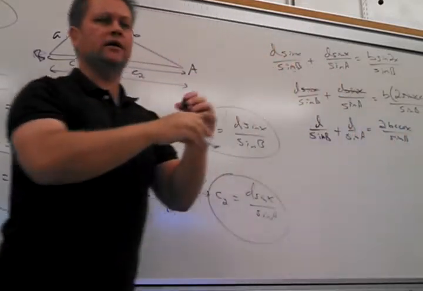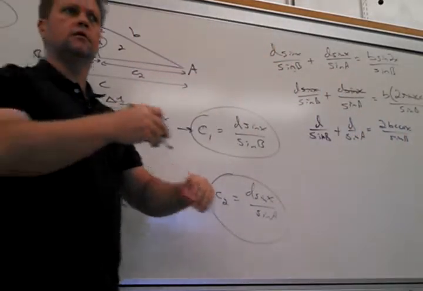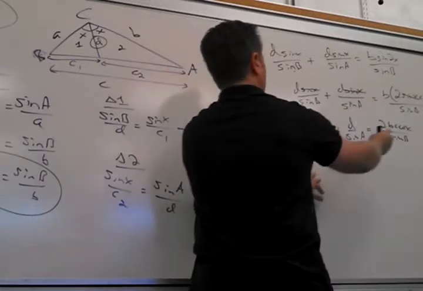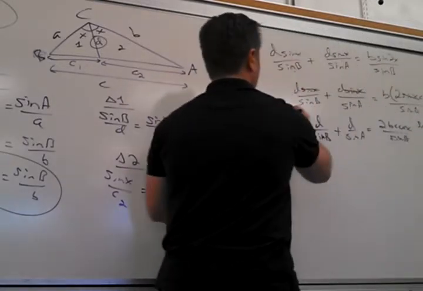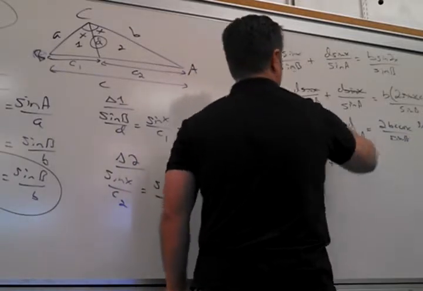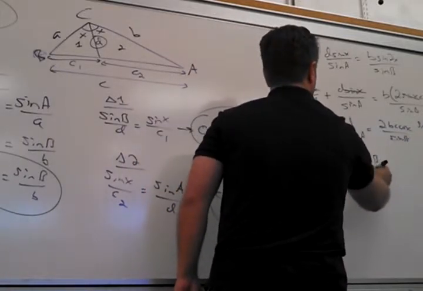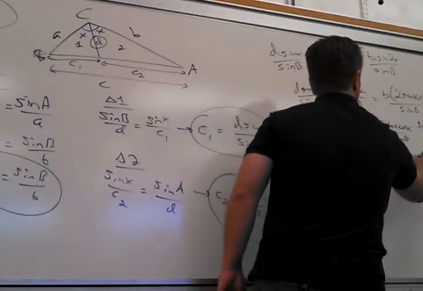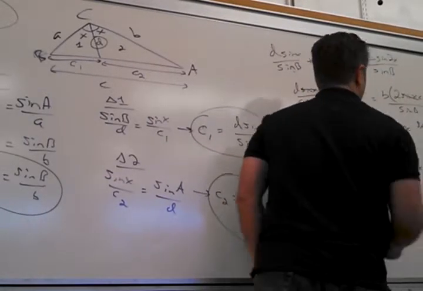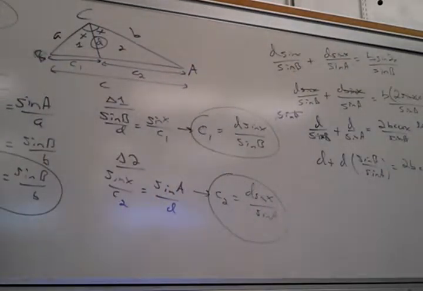Look what happens if I multiply by sine B. The sine B goes away here, and here I get d plus d times sine B over sine A equals 2b cosine x. And what's sine B over sine A? That goes to b over a. So that's how I get rid of the sine stuff that I don't want and replace it with the little letters that I do want.